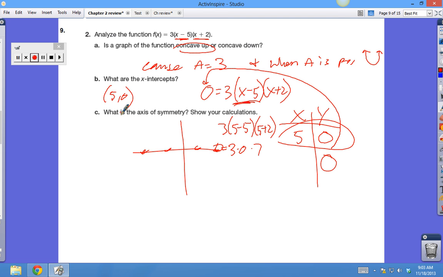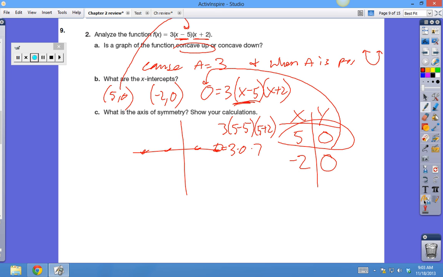So see, it's kind of always opposite of what it is in the function. My other root is going to be a negative 2. If I plug a negative 2 in for those x's, I'll get a 0 times negative 7 times 3, which is 0. So my x-intercepts are going to be negative 2, 0, and 5, 0.